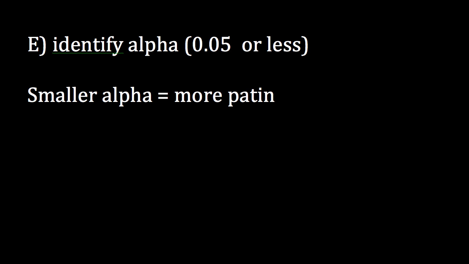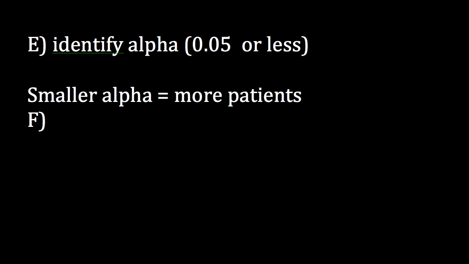Next, you'll need to identify the alpha that is set within the methods. Remember, this is usually going to be 0.05 or less. The alpha is actually used in calculating the sample size itself. The smaller the alpha, the more patients are needed. So smaller alpha equals more patients, or you'll need a larger sample size.